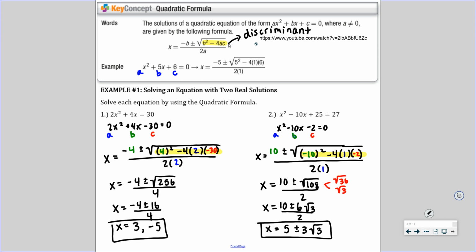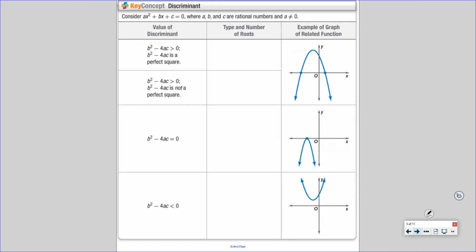If I get a perfect square for the discriminant, I'm going to get 2 real rational, meaning no radicals, 2 real rational solutions. They don't have to be whole numbers. They just ended up being whole numbers in this case. If I get something that's positive but not a perfect square, I'm going to have 2 real irrational solutions. All right, so that's what this first box says.